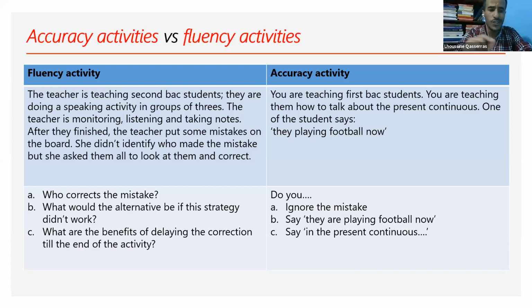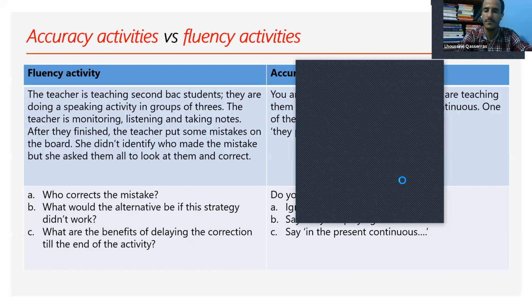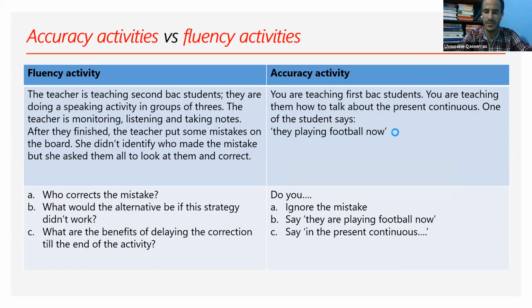Now B, what would the alternative be if this strategy didn't work? If students could not correct themselves, what's the strategy? They can't. Ali, Amal, teacher. Good. What else? Others, what do you think the alternative is? Teacher. Okay. So Amal said, if they can't, the teacher.